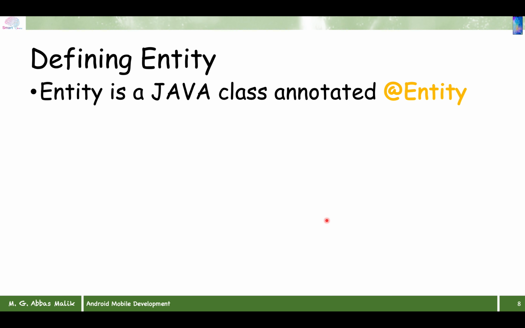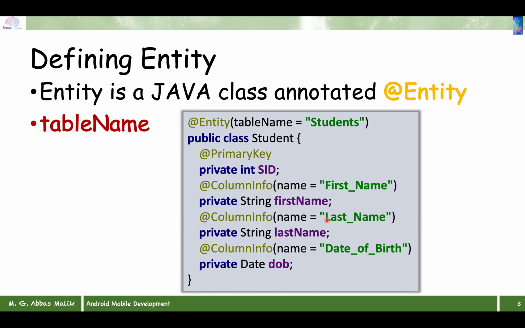So defining the entities, first of all we need to define the database structure in terms of the entities. So first of all we need to create the entities. Entity is a Java class which is annotated with @Entity. So this is an example of the entity. We have a public class Student in which we have some parameters, features, or attributes. For example, the private int studentID, private String firstName, private String lastName, and private Date DOB or database.